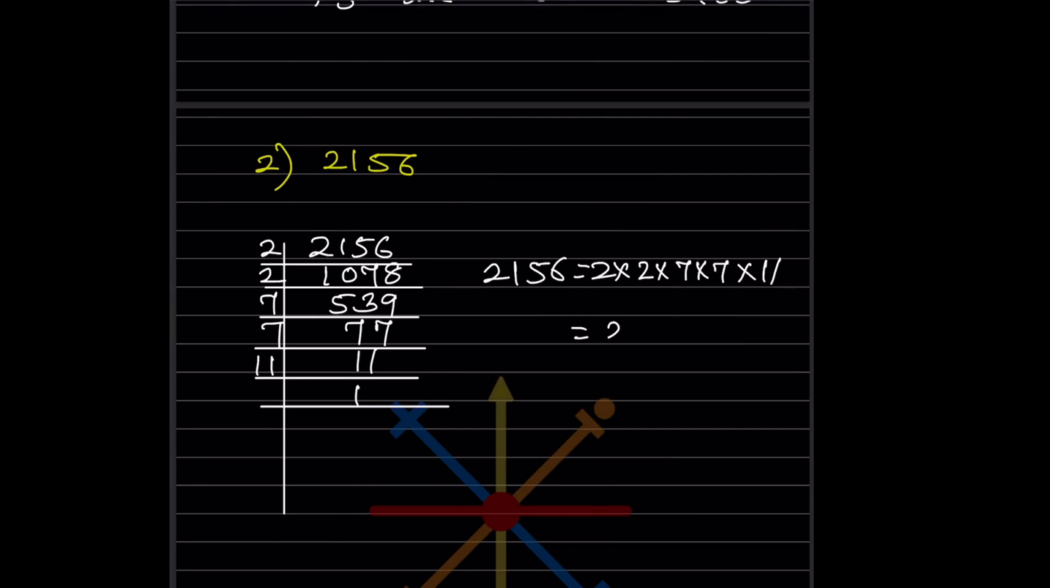So now what we can see, these are in pairs. 2 and 7 are in pairs, but 11 is alone. So in order to get a new number, you can write it over here that in order to get a new number, it should be multiplied by 11. I'm just writing in short.